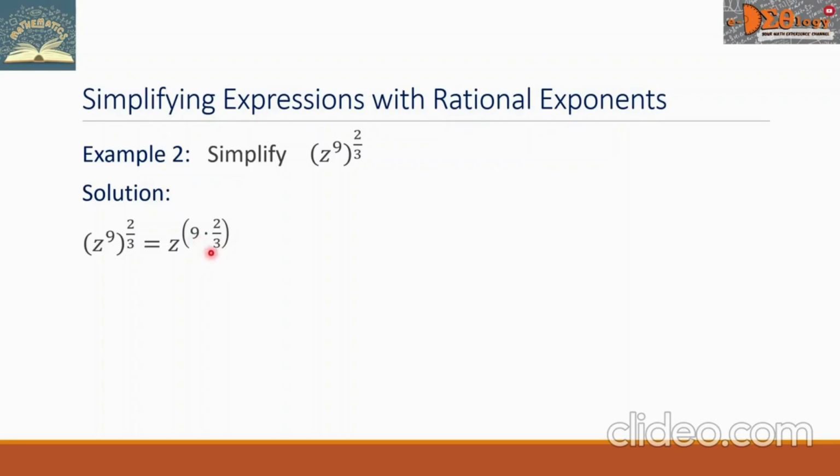The 9 we cancel with a 3. So the 9 becomes 3 and the 3 becomes 1. Then we multiply. 3 times 2 is 6, all over 1 is simply 6. So finally, z raised to 6. This is the final answer.